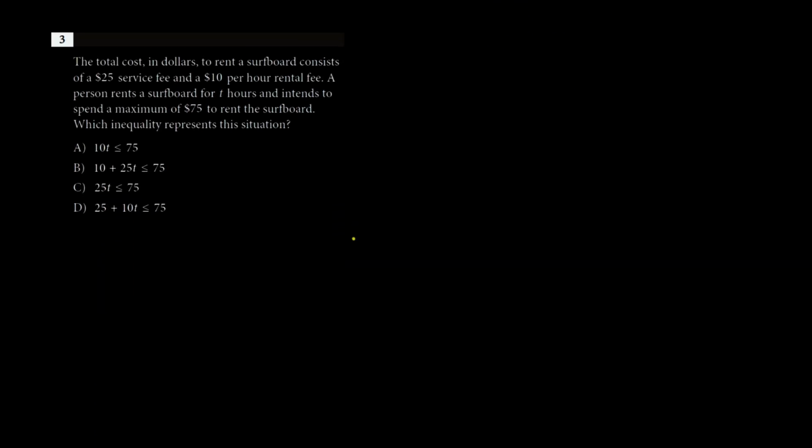Number 3 looks like it could scare some people because it has a lot of words in it, but let's just read it carefully and underline keywords and we'll be fine. So we're renting a surfboard and we have a $25 service fee. That just means you pay $25 one time and you're done. But then you're also going to pay $10 per hour for a rental fee. So plus $10 times the number of hours.